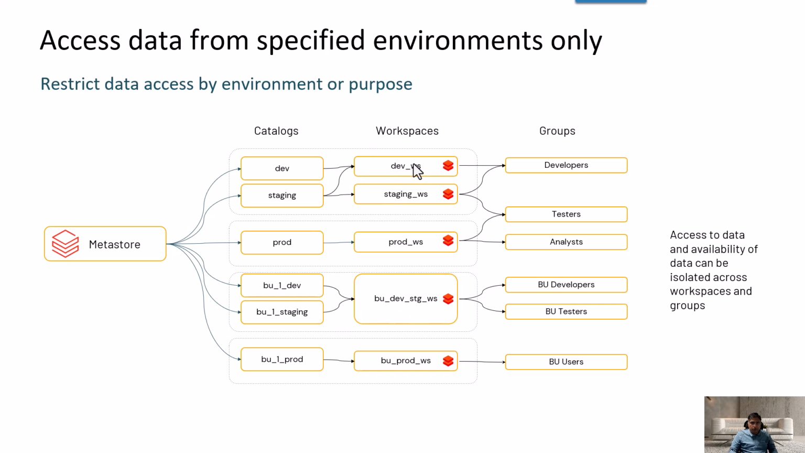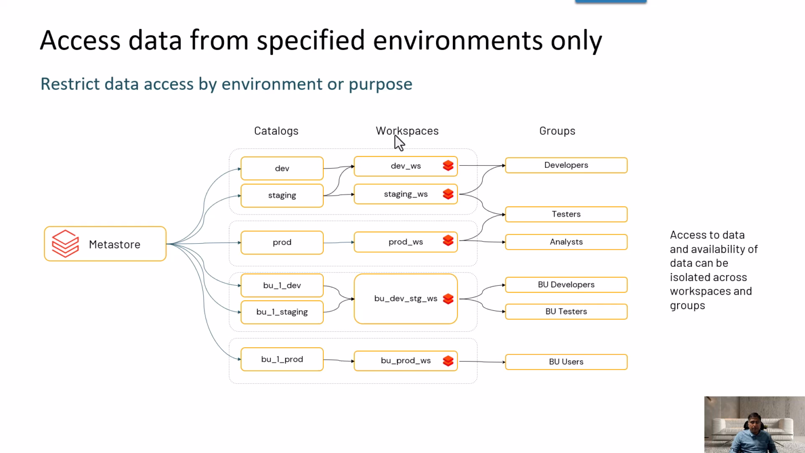Now further to that you create different groups like developer, tester, analyst, BU, and based on those groups you assign the permission to those particular workspaces. Like in this example, developers have access to dev and staging workspaces. Testers have access to the prod as well as staging. Analysts only have access to the prod, and BU developers and BU testers have access to these workspaces, and BU users have access to only the prod workspace.